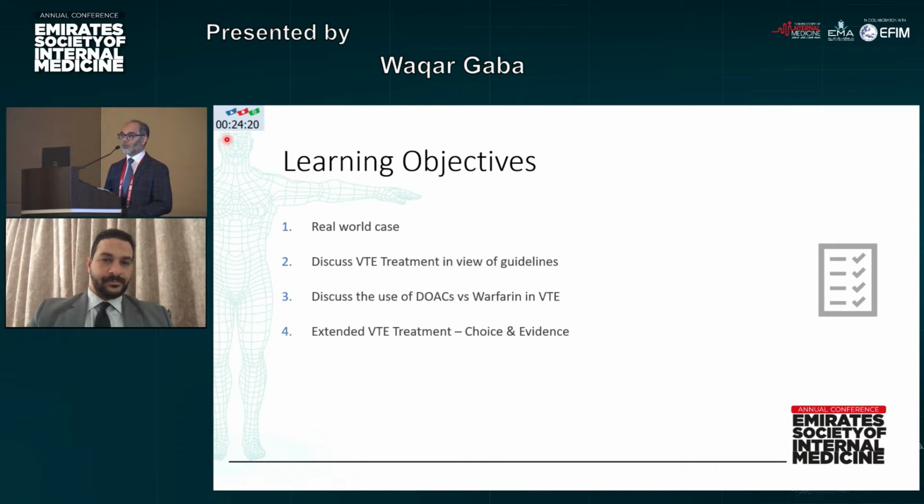So we'll talk about the learning objectives of today's talk. We'll start with a real world case. We'll then discuss VTE treatment in view of guidelines, and we'll mainly talk about European Society guidelines and ASH guidelines and other guidelines. We'll then discuss the use of DOACs versus warfarin in VTE. And we'll finally talk about extended VTE treatment, what choices we have and what's the evidence behind it.